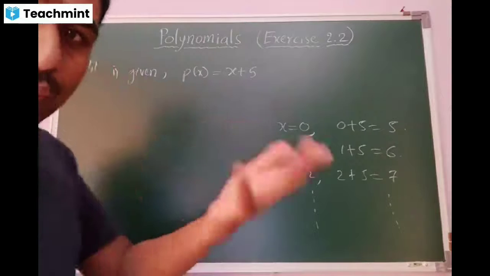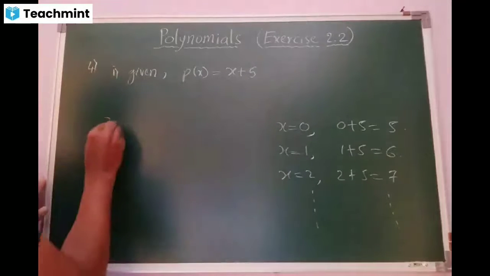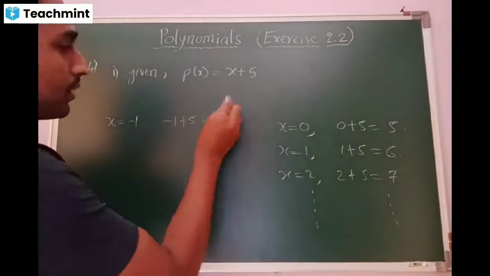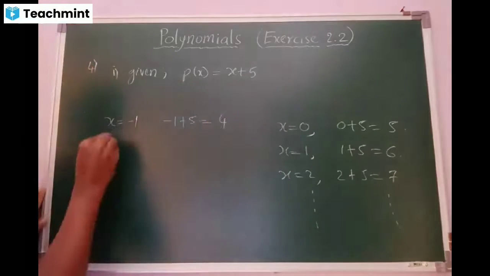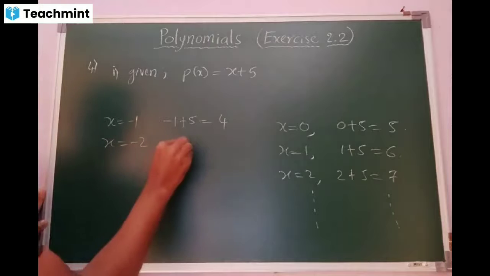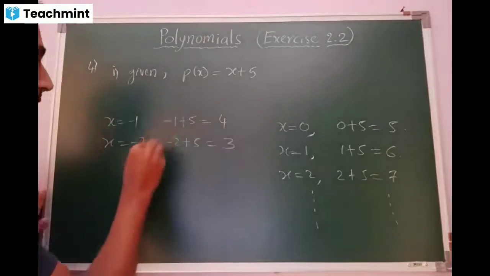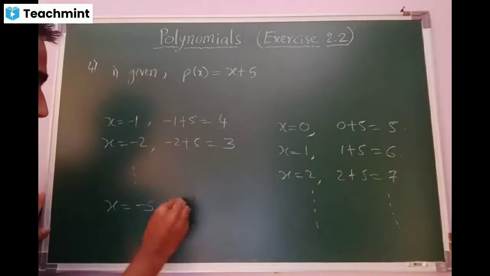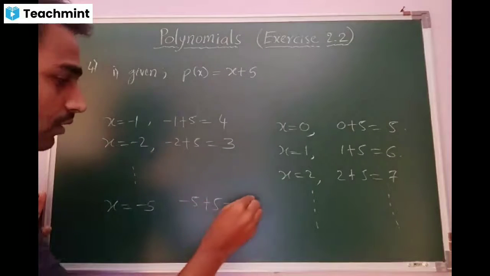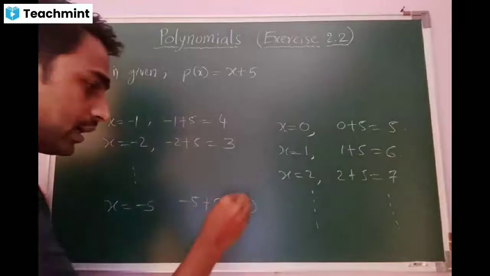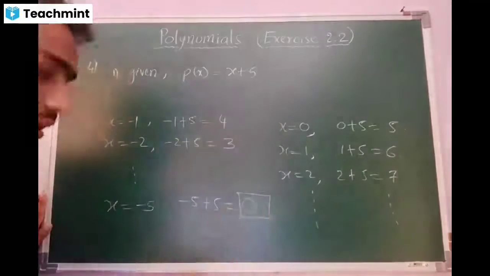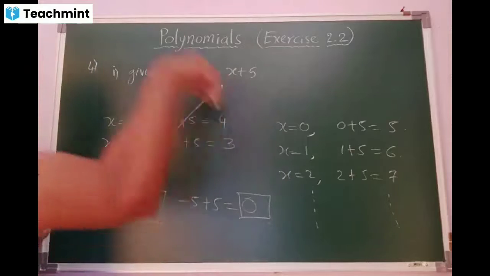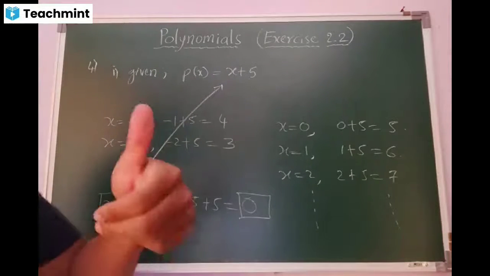We should take negative numbers, sir. Yes, let us start taking negative. x is equal to minus 1, then minus 1 plus 5, the answer becomes 4. If you take x is equal to minus 2, minus 2 plus 5, the answer becomes 3. It continues, beta. The moment you take x is equal to minus 5, minus 5 plus 5 becomes 0. So here comes the answer as 0. Therefore, x is equal to minus 5 will be called the zero of the given polynomial. Am I right?